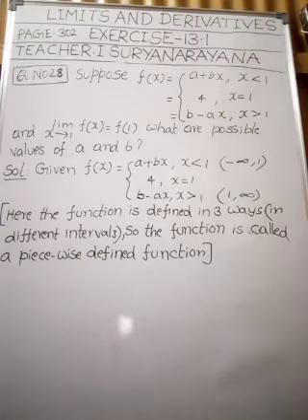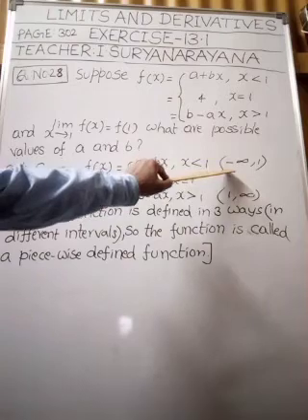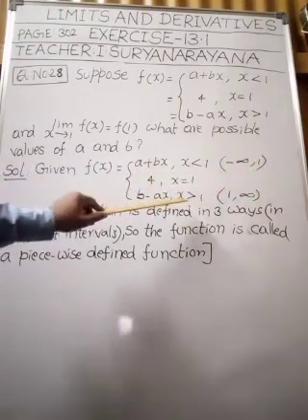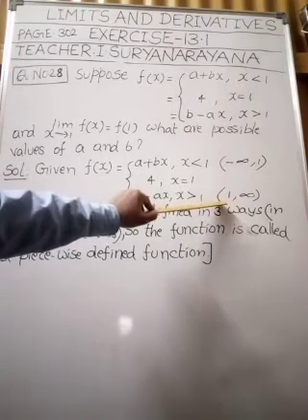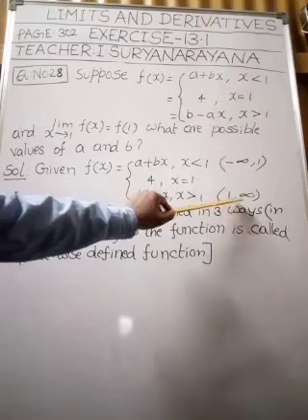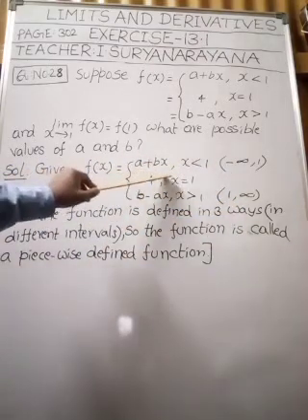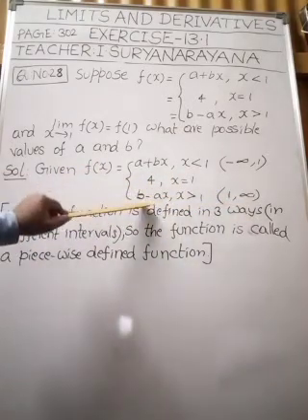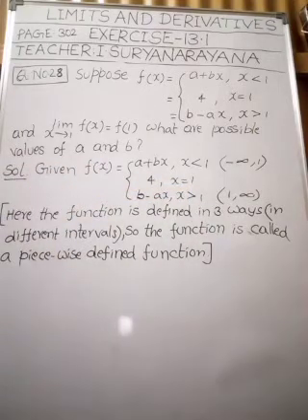In the inequalities chapter, you have learnt how to write an inequality in the form of interval. If you want to write x less than 1 in the form of interval, we can write open interval minus infinity comma 1. x greater than 1 can be written as open interval 1 comma infinity. Okay, my children. In this interval, f of x is defined like this. In this interval, f of x is defined like this. Exactly at x is equal to 1, f of x is defined like this.